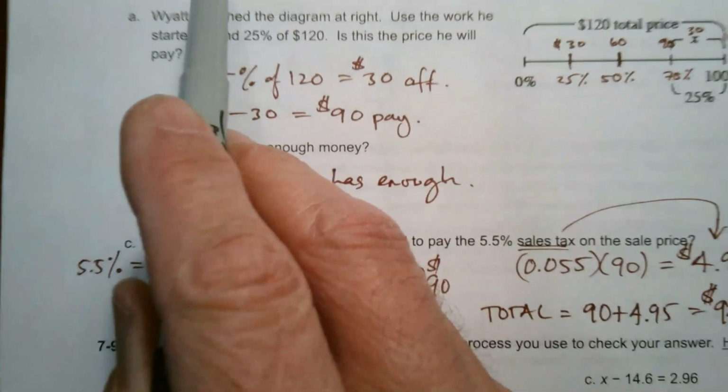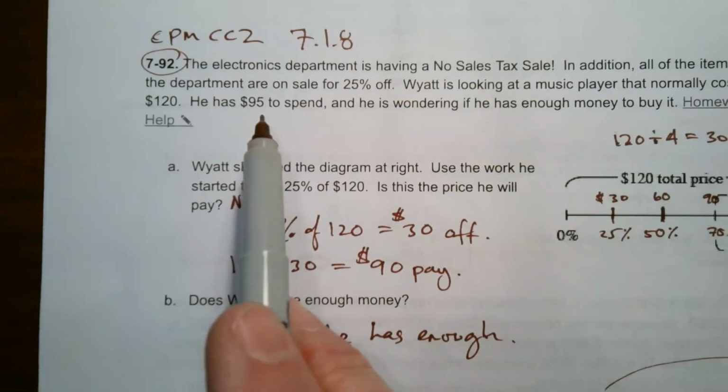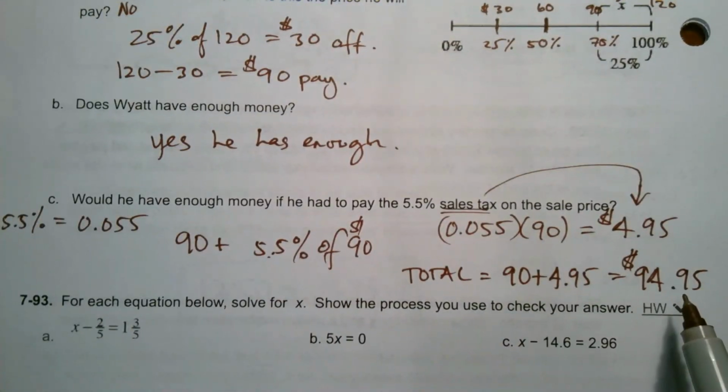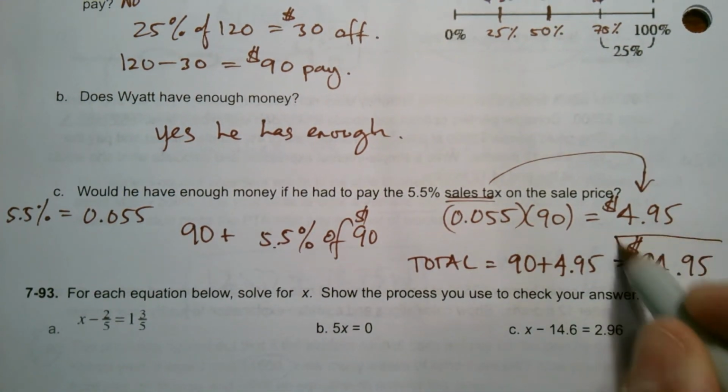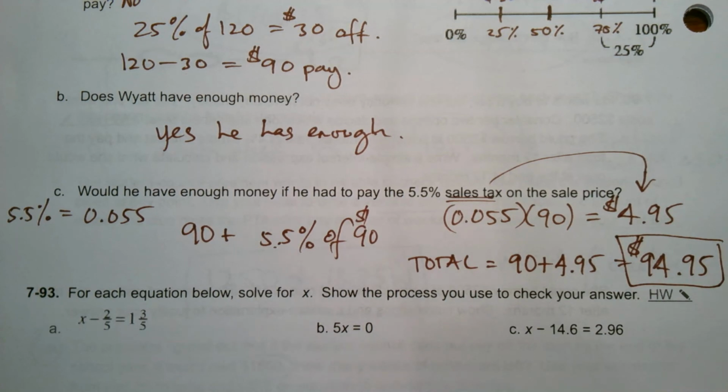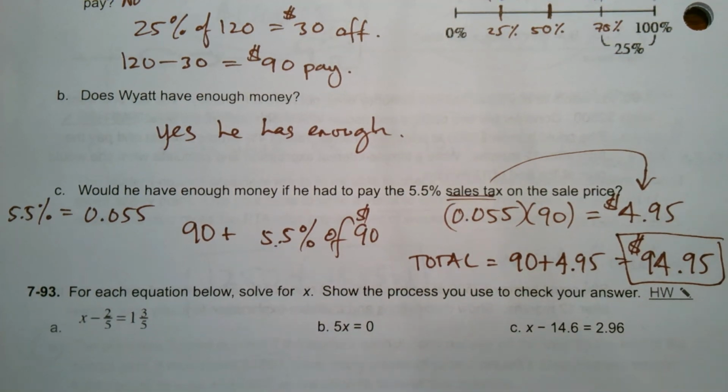So does he still have enough? Well, he came in with $95, right? He has 95 to spend. 94.95 is less than 95. So yes, he still has enough. Okay. All right, there we go.